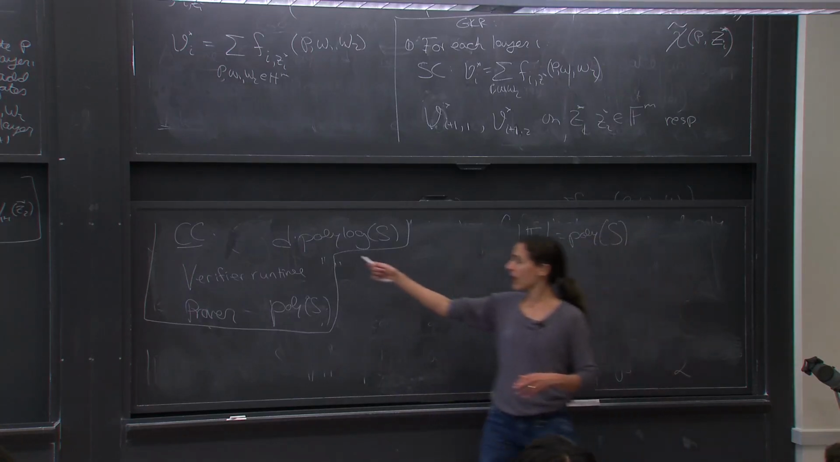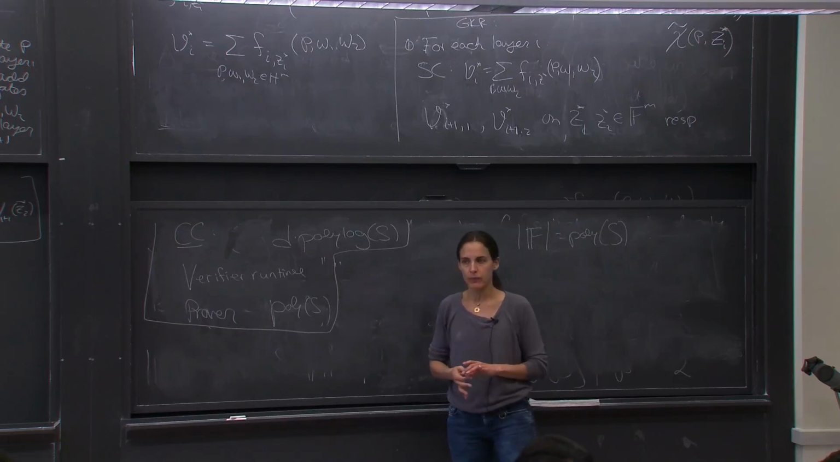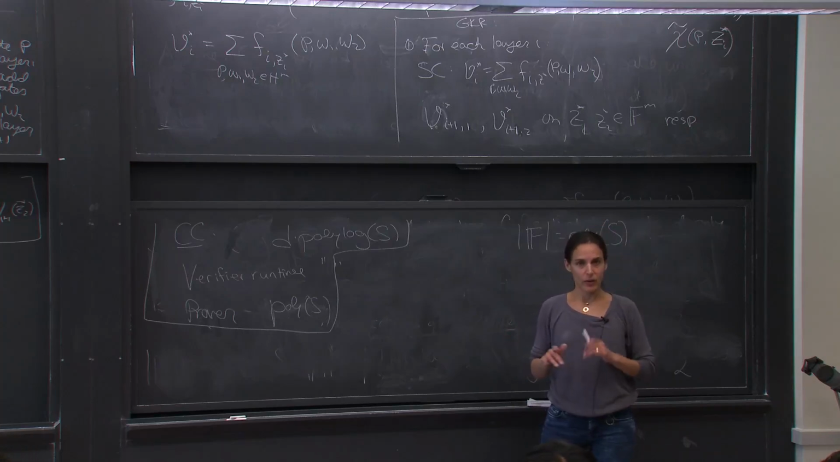So the verifier runs in time d, the number of sum checks, times poly log s, because each time he does something very, very small. Okay, so let's talk about the soundness. That's kind of the interesting part.